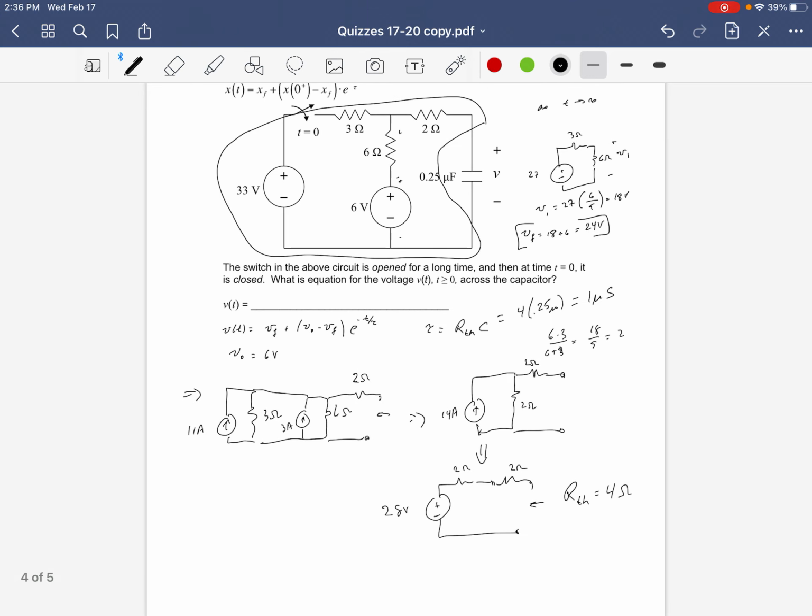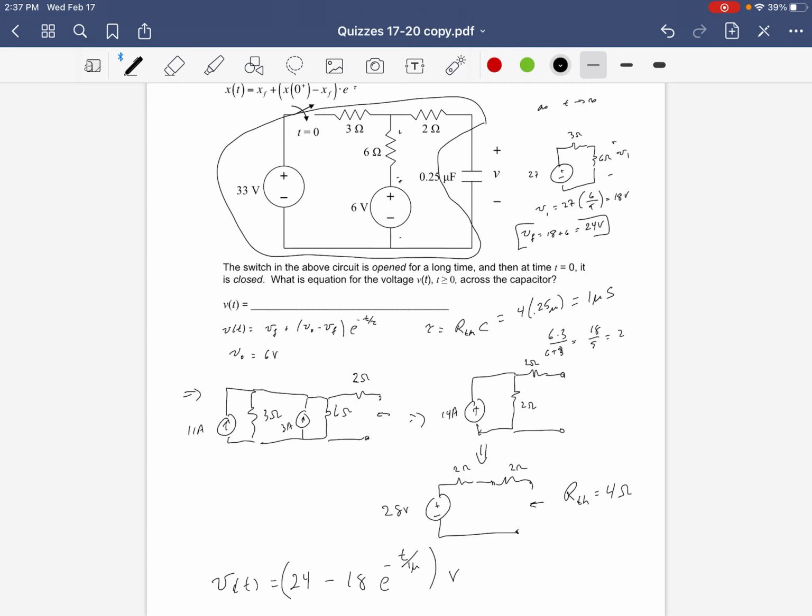Okay, so now I can write my voltage. V of t is going to be the final voltage, which we determined to be 24 volts. And then we're going to add the initial, which is 6, minus the final, 24. So we'll have 24 minus 18 e to the minus t divided by my time constant, which is 1 microsecond, volts.